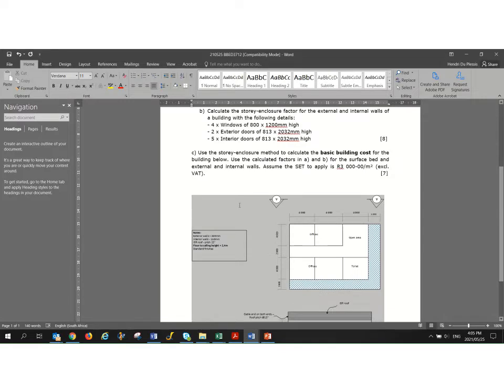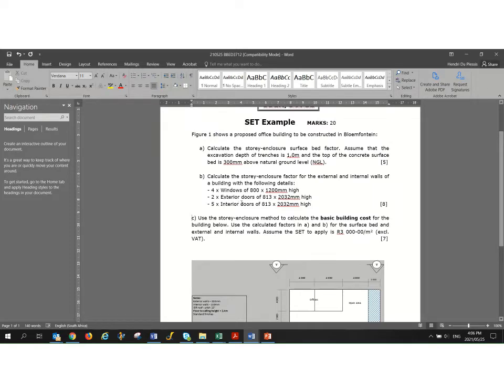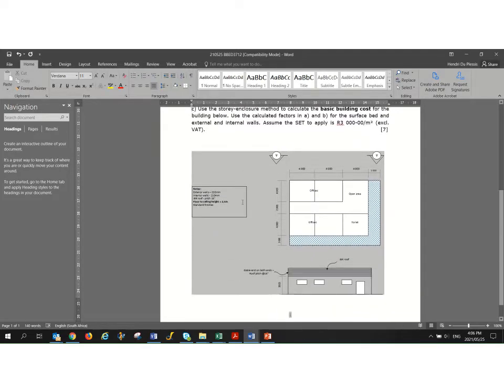Question C is use the story enclosure method to calculate the basic building cost for the building below. So use the calculated factors in A and B for the surface bed and external and internal walls, and assume the story enclosure tariff that should be applied to this question is 3,000 Rand per square meter. Okay, so those are the parameters that are given and the example that's given.